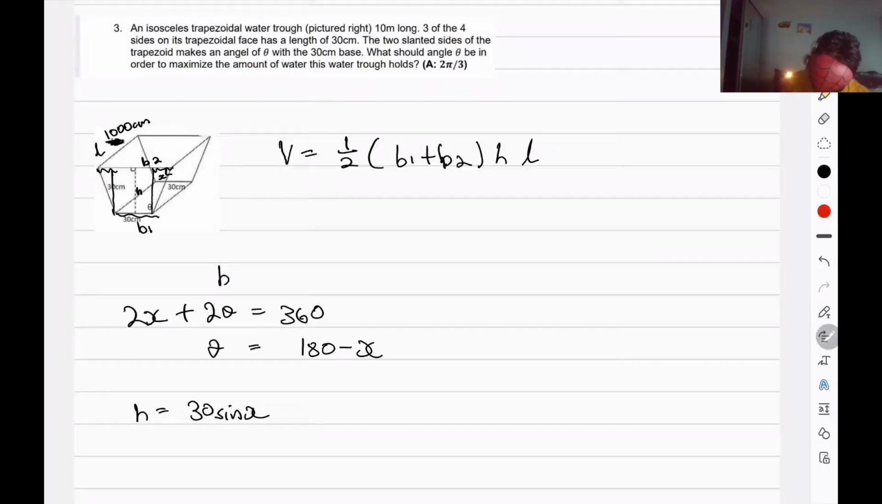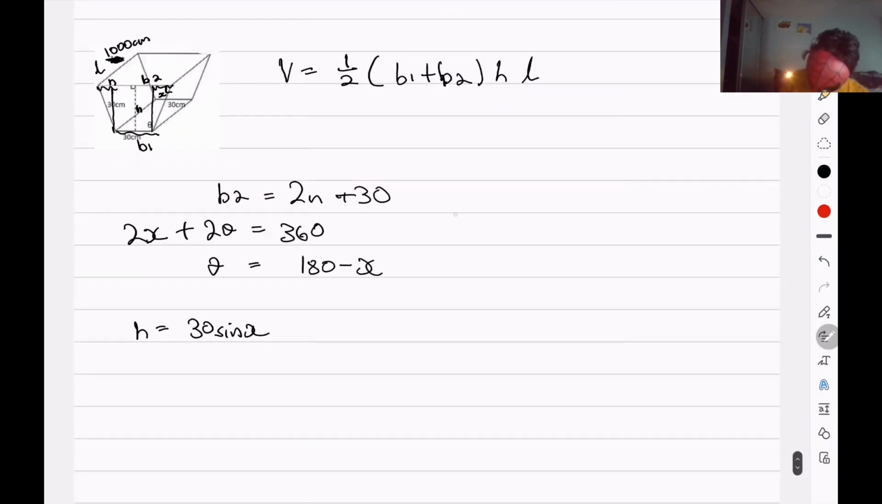So we'll do base 2. We'll call these two lines n. So base 2 is equal to 2n plus 30, where n is adjacent to x, so n is equal to 30 cos x. So b2 is equal to 60 cos x plus 30.